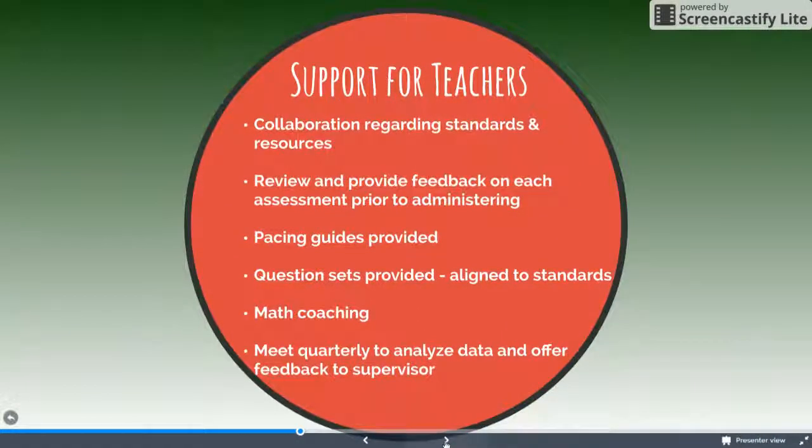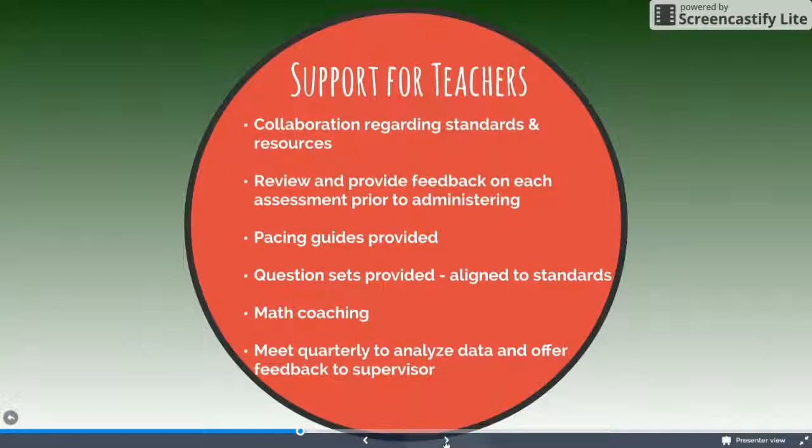We recognize that this new implementation will require some support for teachers. You've already been involved in collaborating regarding standards and resources, and you've already had an opportunity to provide feedback on the assessment you're administering this marking period 1. You've also been provided with pacing guides and question sets to help keep you on track throughout the marking period and also to ensure that your students are meeting each of the benchmarks that are needed for success on the quarterly assessment.